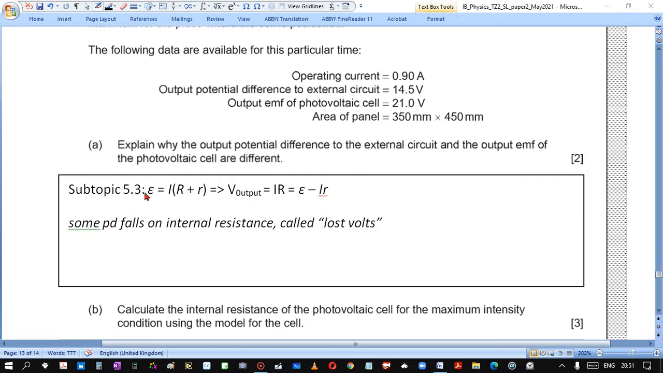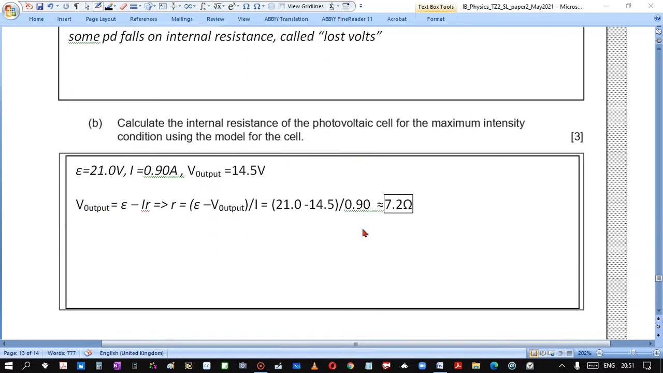Subtopic 5.3 gives us the formula: EMF equals current times the sum of external resistance and internal resistance. Output is actually the external potential difference. And it is EMF minus the potential difference that falls on the internal resistance. So some potential difference falls on the internal resistance, called lost volts.